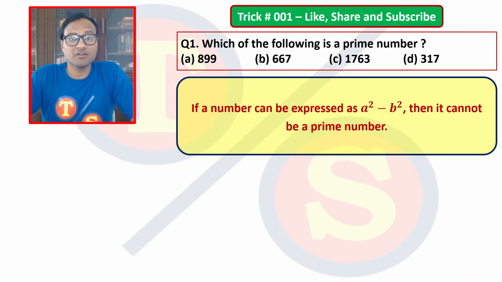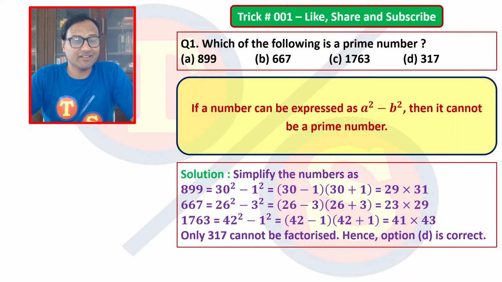You try to convert each of these four numbers in the form of a square minus b square. Here you can see that 899 can be written as 900 minus 1. 900 is 30 square and 1 is 1 square. So 899 can be converted in the form of a square minus b square, that is 30 square minus 1 square. So definitely it will have two factors, 30 minus 1 and 30 plus 1.